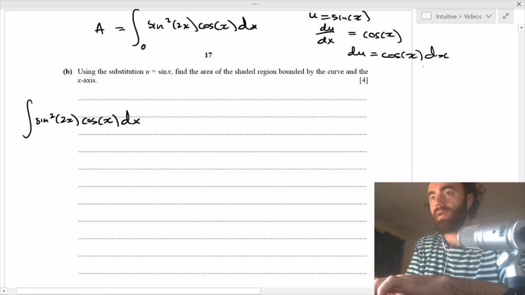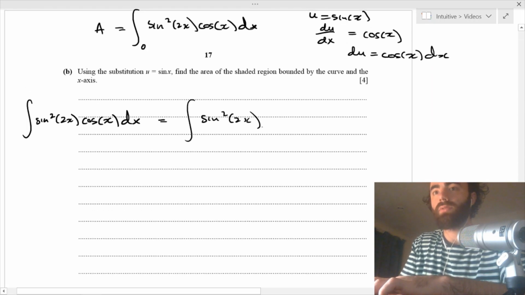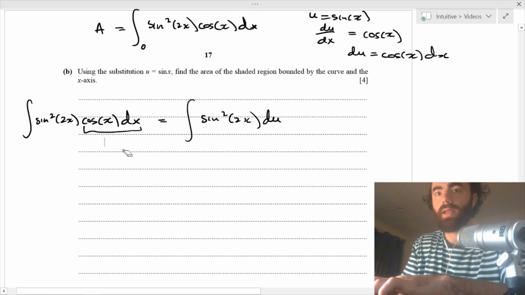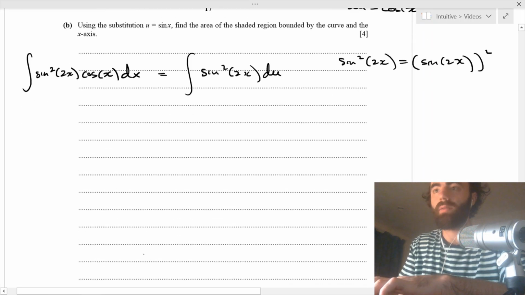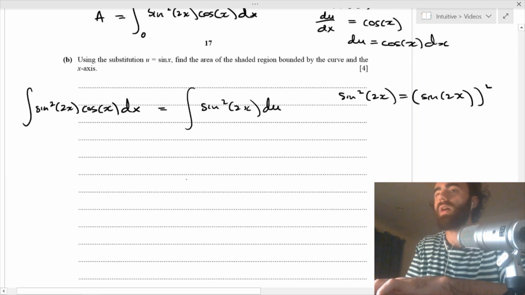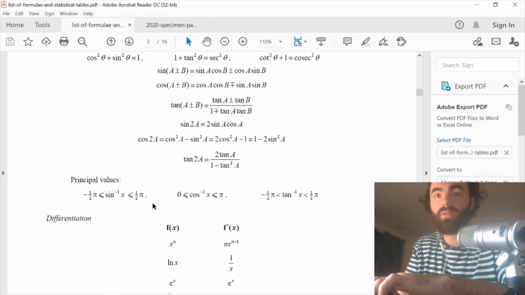So immediately I can plug du in. So this is the same as saying sine squared of 2x times du, because this is just du. Now let's see if we can do something with the sine squared of 2x. Well, this is equal to sine of 2x squared. We need to get it in terms of sine, because we're making a substitution for sine. We can't have sine 2x.